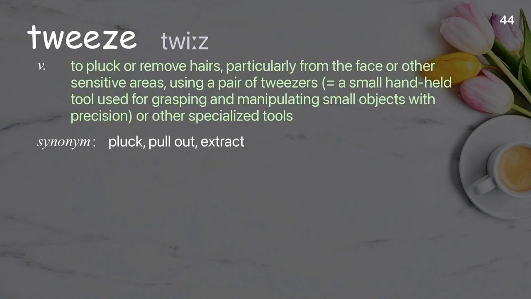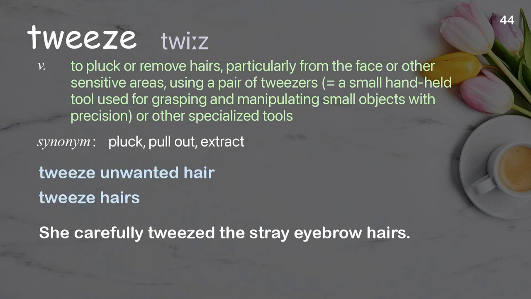Tweeze: to pluck or remove hairs, particularly from the face or other sensitive areas, using a pair of tweezers, a small handheld tool used for grasping and manipulating small objects with precision, or other specialized tools. Examples: tweeze unwanted hair, tweeze hairs. She carefully tweezed the stray eyebrow hairs.